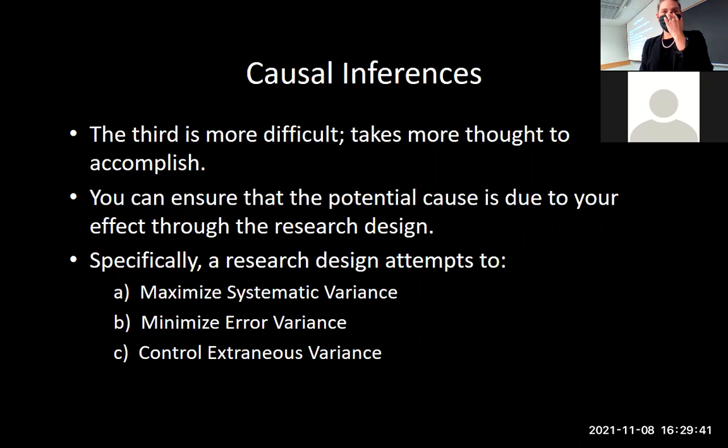So if you have a research design and you attempt to maximize the variance that's systematic, meaning the differences between the two groups that you impose, minimizing error, and then controlling for other sources of variance. Those are the three big things we want to do in this part.